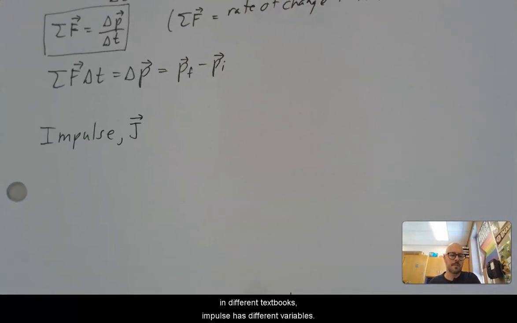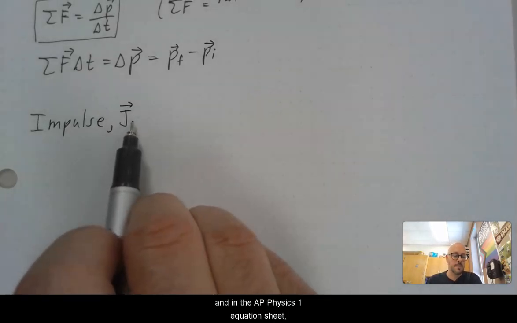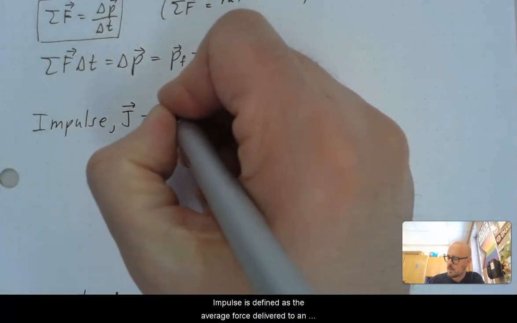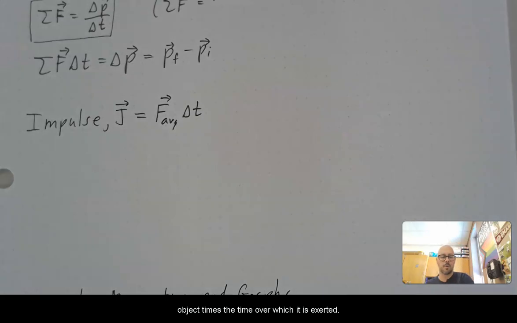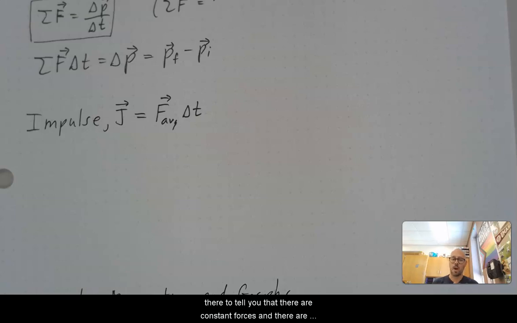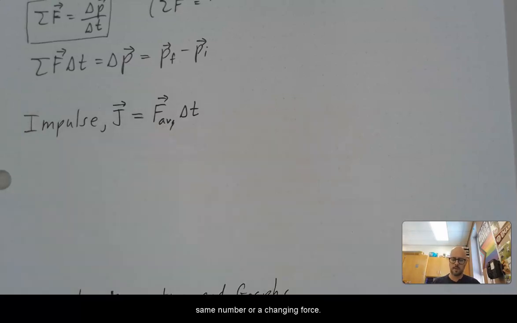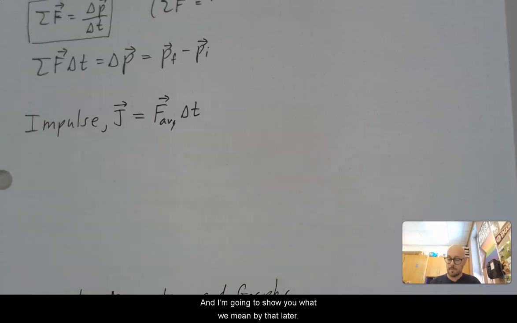All right, so impulse. In different textbooks, impulse has different variables. In our textbook, it's J, and in the AP Physics 1 equation sheet, it's a capital J. Impulse is defined as the average force delivered to an object times the time over which it is exerted. Now, average force is really just there to tell you that there are constant forces and there are variable forces. You can have an impulse based on a constant force, where the force is always the same number, or a changing force, but this formula requires that you average out that force. I'm going to show you what we mean by that later.